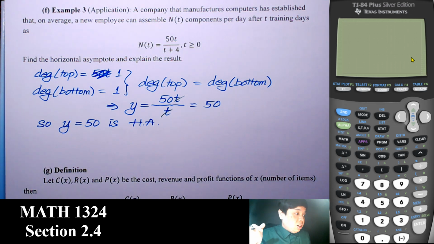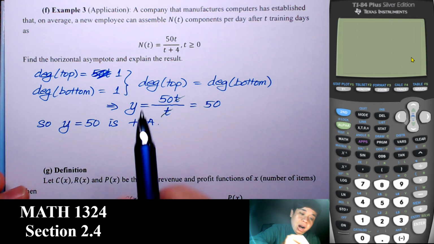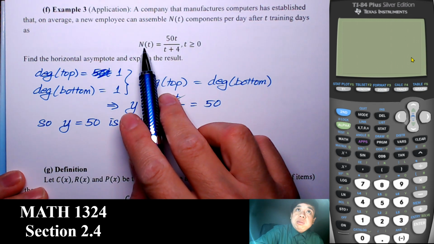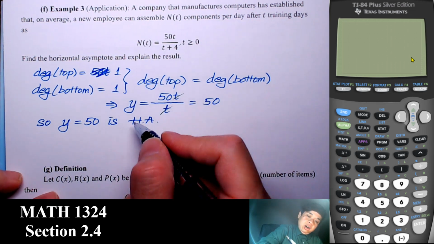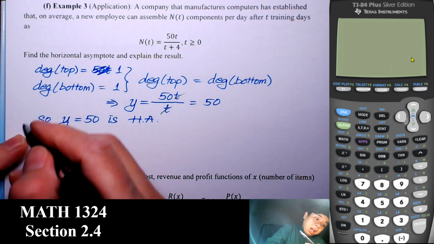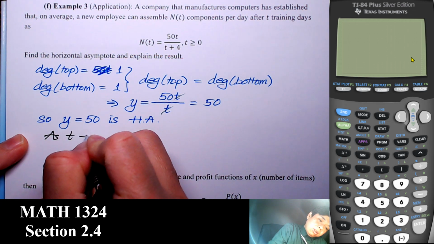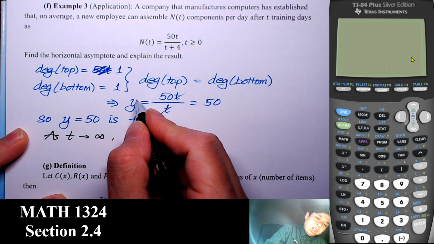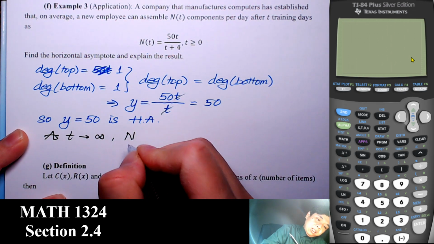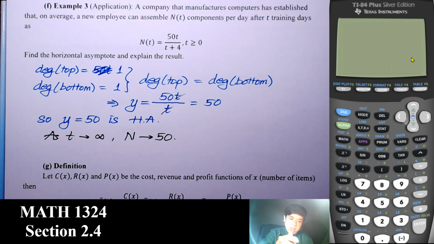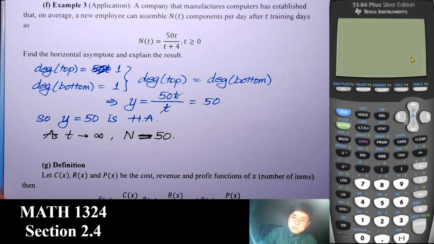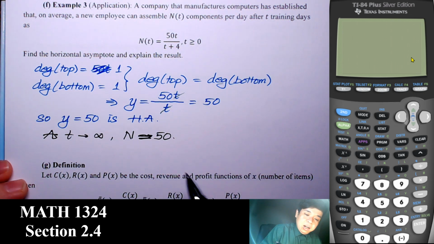So what is the significance of this? In this particular problem, t is time, and n is the number of components a new employee can assemble. So we say horizontal asymptote, meaning that mathematically as t goes to infinity, y, in this case n, goes to 50, or n equals 50, if you will. So that's what it means mathematically. In this particular problem, we said as t goes to infinity, n equals 50.